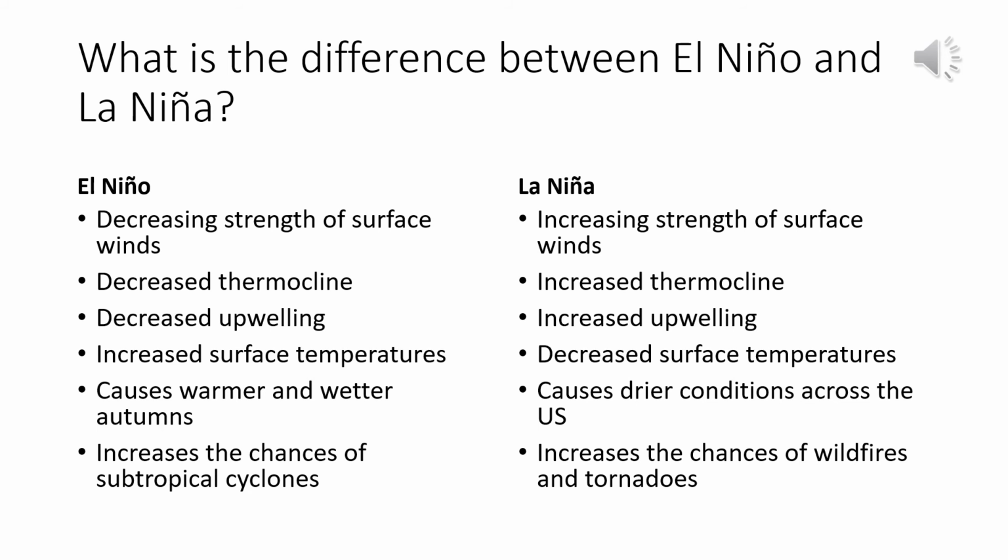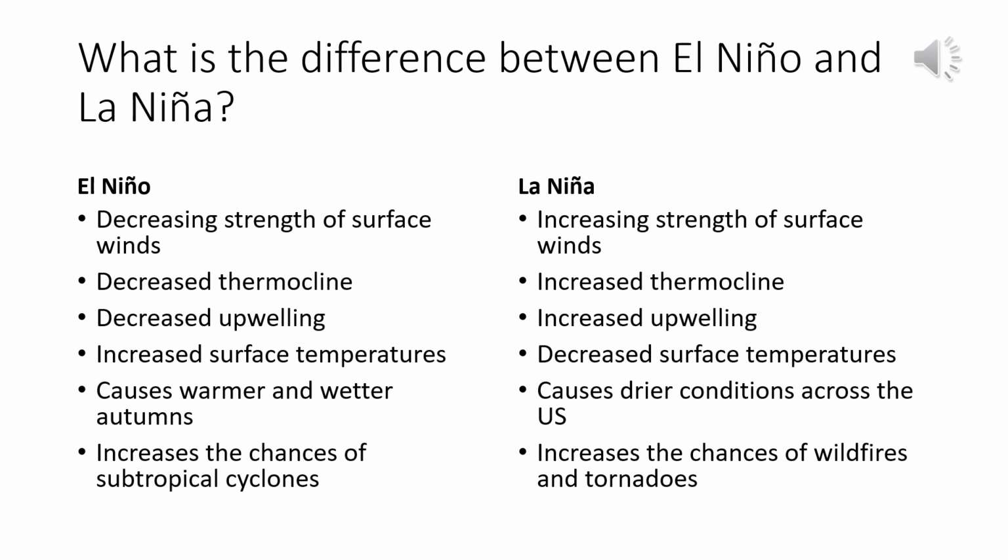El Niño is a pattern that causes decreasing strength of surface winds. It also decreases thermocline, or the area of transition from warm to cold water in the oceans. Because the thermocline is less, there's less mixing between warm and cold water. This causes upwelling to decrease. Upwelling is when cold, nutrient-rich water rises up to the surface. But because that thermocline is flat and there's less mixing, upwelling doesn't occur. This loss of upwelling can lead to fish kill and a loss of fishing revenue for fishers in the area.